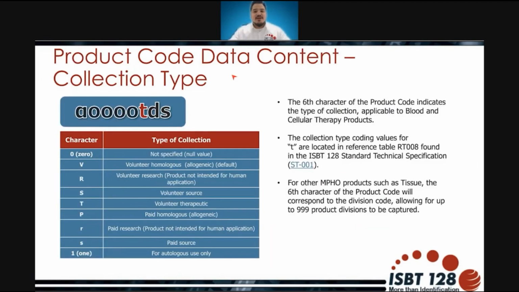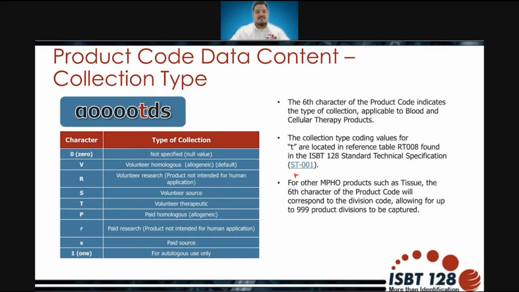Now, the 6th character of the product code indicates a type of collection. This is applicable to blood or cell therapy products. In this position, we use single character values like capital V to identify volunteer homologous, or lowercase s to identify paid source. If values are not specified, you can always select 0 within that position. This is a shortened table of reference table RT008, which can be found within ST001, our ISBT 128 Standard Technical Specification document.